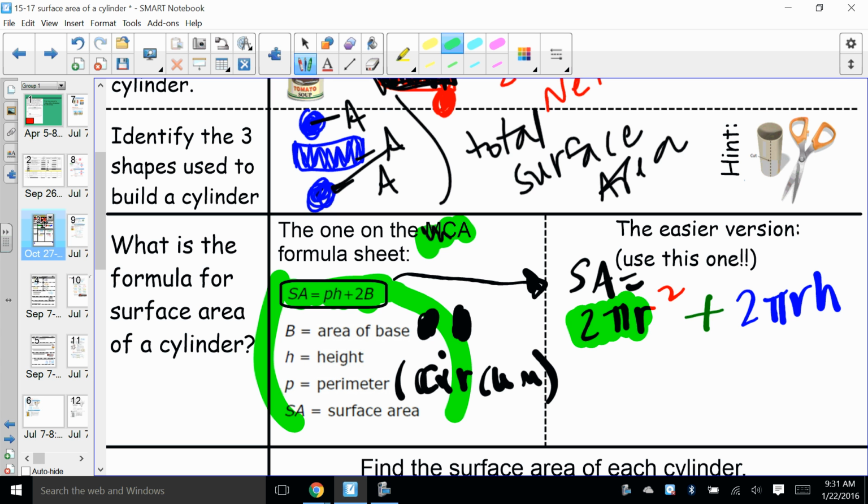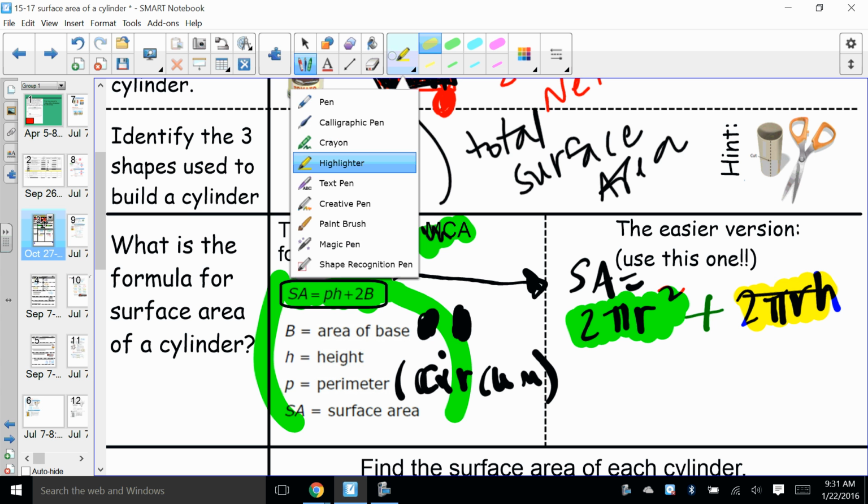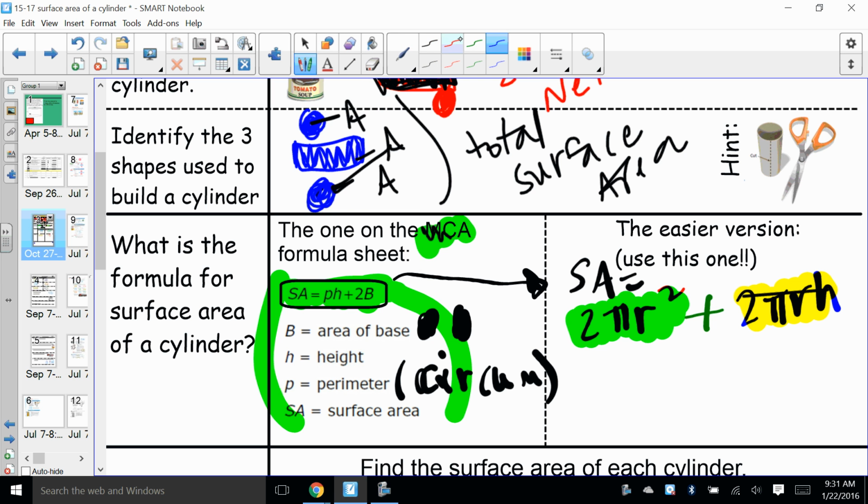So the surface area in our work today is 2 pi r squared, area of base 1, circle on top, and congruent circle on the bottom, plus 2 pi r h, that's the area of our rectangle. So we're going to go ahead and write those symbols down so we kind of know what's going on here. Here's our 2 circles. That's how you find the area of a circle, pi r squared, 2 of them. And then this is our rectangle on the bottom, or just our label.